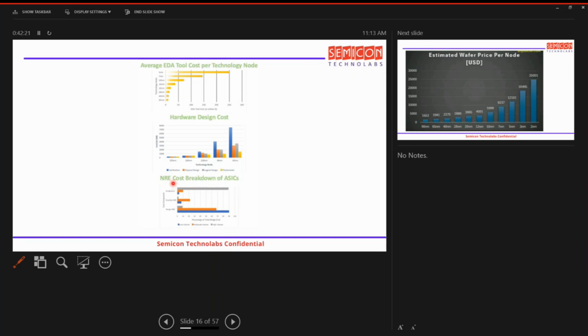Non-recurring cost, NRE, is the NRE cost breakdown of ASICs. You see production, foundry NRE, design NRE. Usually we call it NRE because initially we have to pump in the money in order to make a product. Only when the product is finished and sold to customers do we start recovering the money. So NRE is a word used where initially we have to pump in the money without expecting profits. Only when the product enters the market can we start recovering the money. So it's called non-recurring engineering cost. This also has increased over the span of years as the technology node got smaller and smaller.